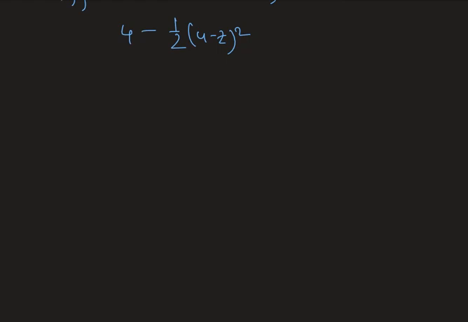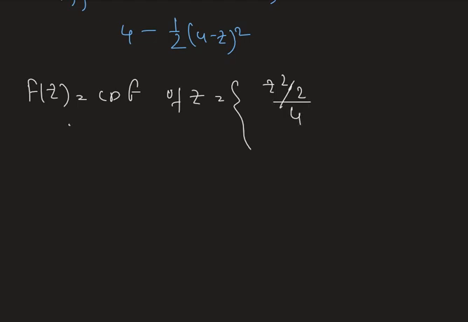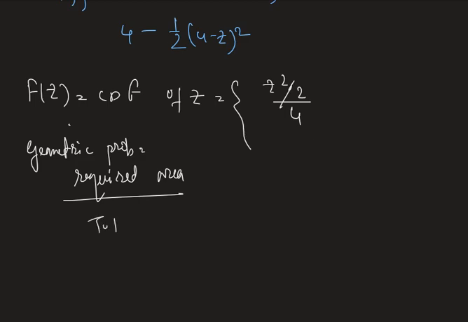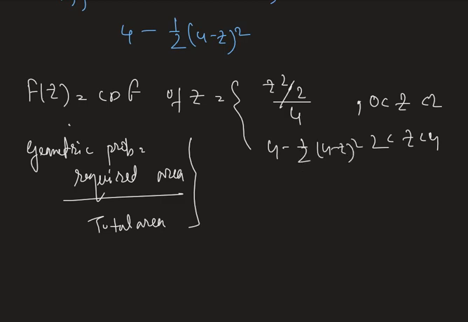Now we need to find the CDF of z. CDF of z will be (z square divided by 2) whole divided by 4. As CDF is a measure of probability, a geometric probability is nothing but the required area divided by the total area. Now the total area in this case is 4. In the above case the total area is 1, so the divisor is not required, but in this case we need a divisor of 4. When z is between 0 and 2, that is the CDF, and when z is between 2 and 4, the value of the CDF will be (4 minus half of (4 minus z) whole square) divided by 4.